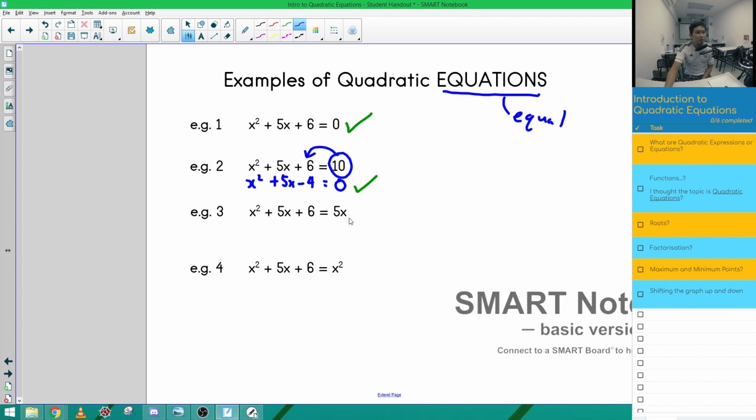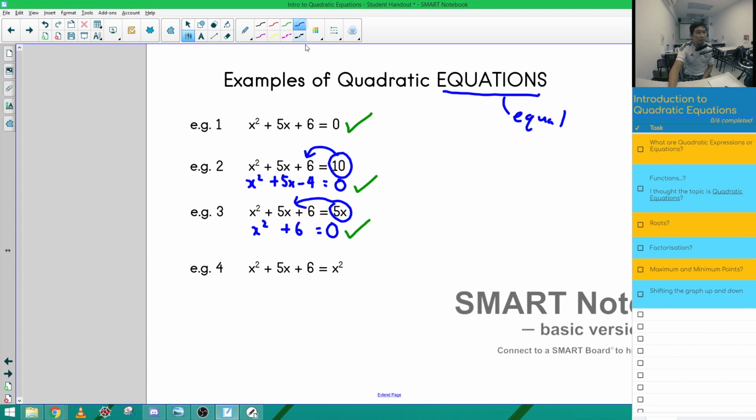Now let's look at example 3. We can also do the same sort of manipulation. Bring the 5x to the left-hand side. That becomes a negative 5x. So what we end up with is just an x squared, 0x, and plus 6, equals 0. Now, is this a quadratic equation? Yes, it is, because the highest power of x goes up to 2. That is a quadratic equation.